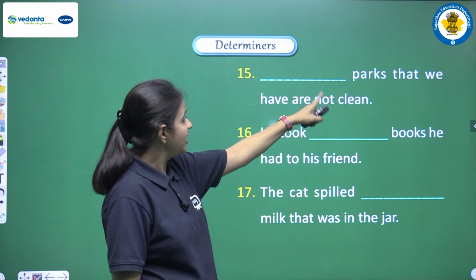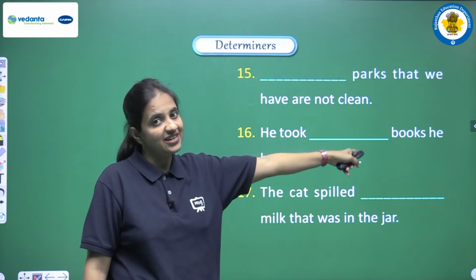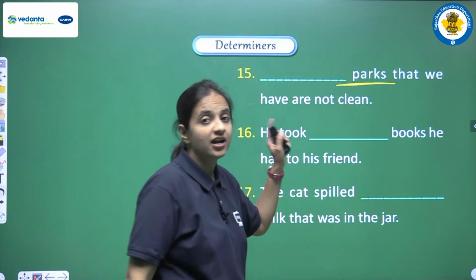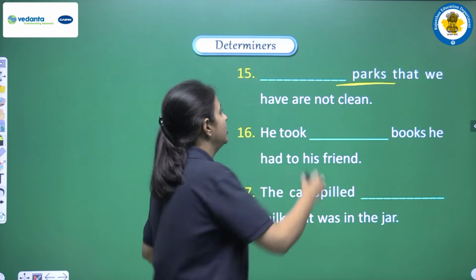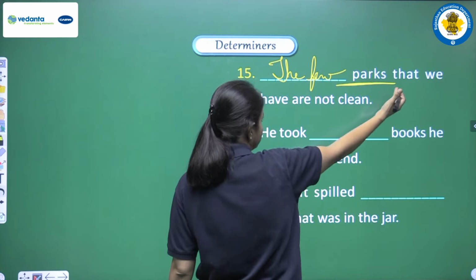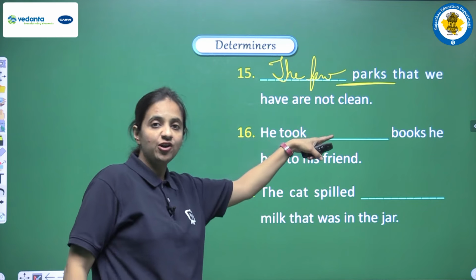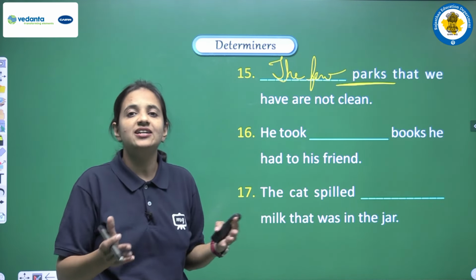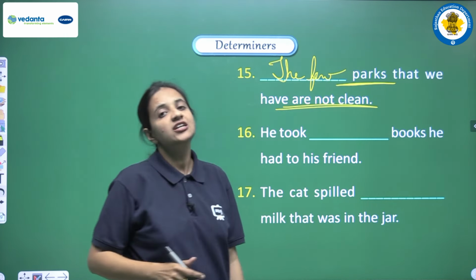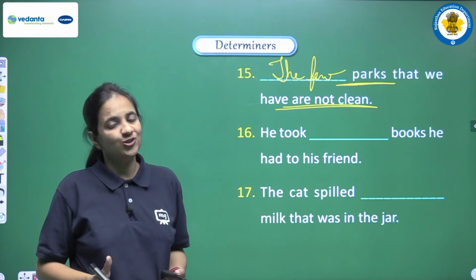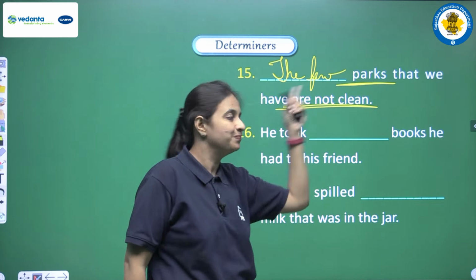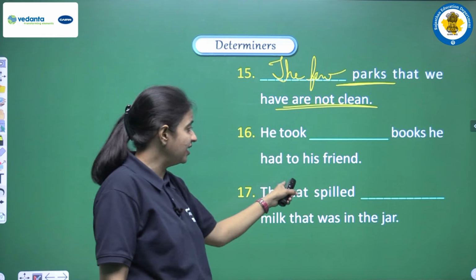Next sentence: parks that we have are not clean. So observe the sentence very carefully, students. Here we are talking about the total number of the parks that are there. So we are saying that here our answer will be the few. First of all, let's write the answer. The few parks that we have are not clean. So here we are talking about the total number of the parks that we are having, and now we are saying that all the parks, they are not clean. So because we want to show the total number, we want to show the totality, and this is the reason we will use the few, because parks, it is a countable noun. Next is: he took books he had to his friend.